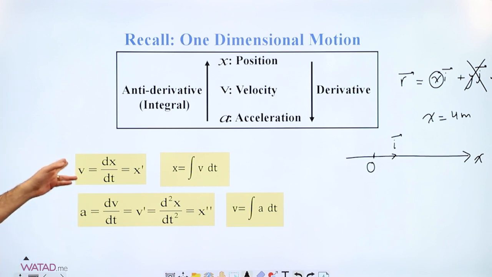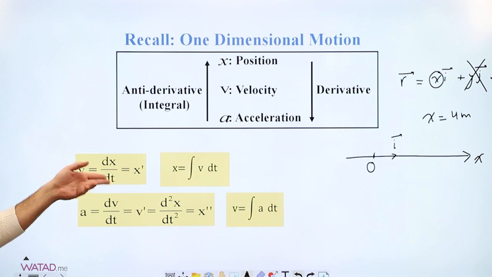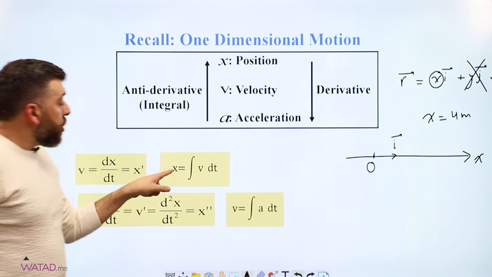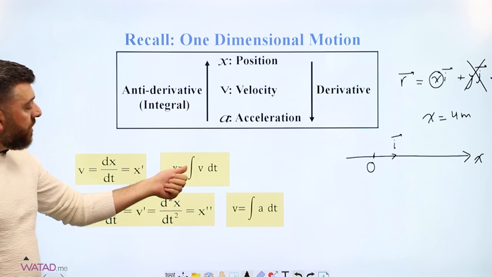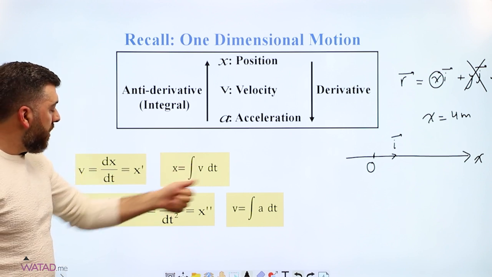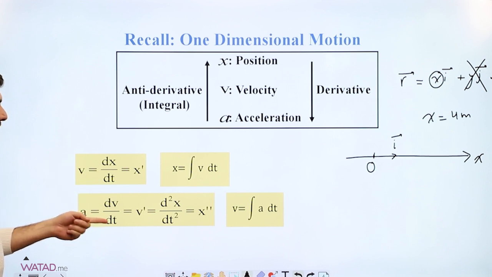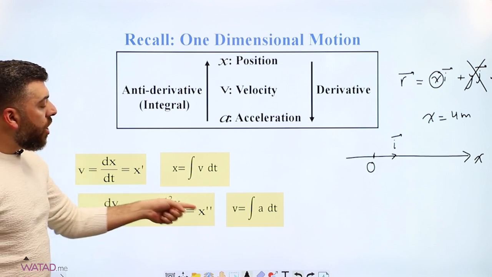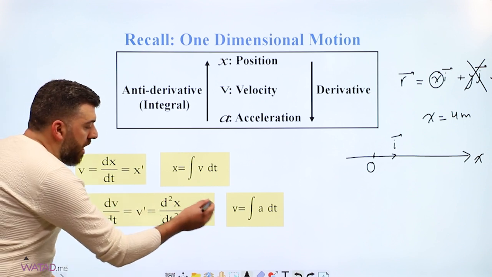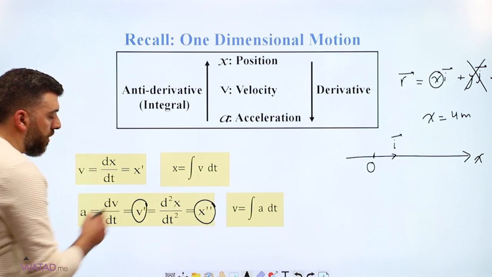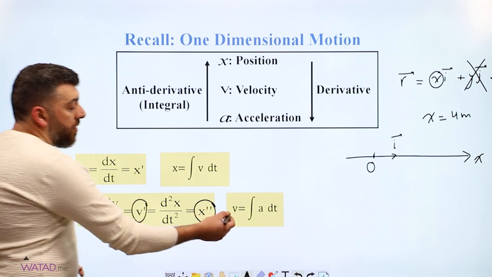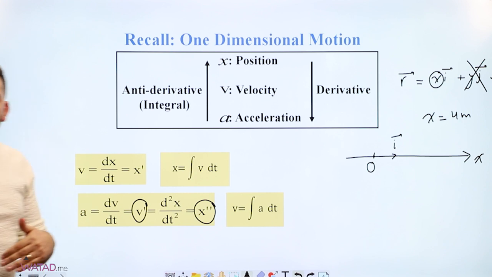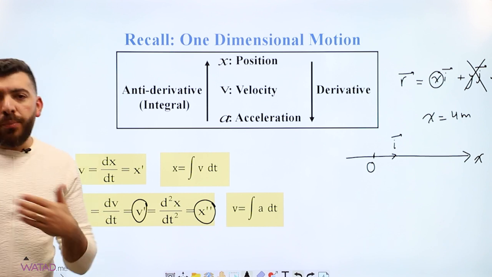Instead of saying V vector is dr vector by dt, it will be dx by dt, which is x prime. To find the position if you have the velocity, we integrate. So x is equal to integral v dt. A is the same thing, dv by dt, which is v prime, and also d square x by dt square, or the double derivative. Mostly we need x double prime and v prime. For v, if you have the acceleration, v is equal to integral a dt. We know the acceleration, and the anti-derivative is the opposite.